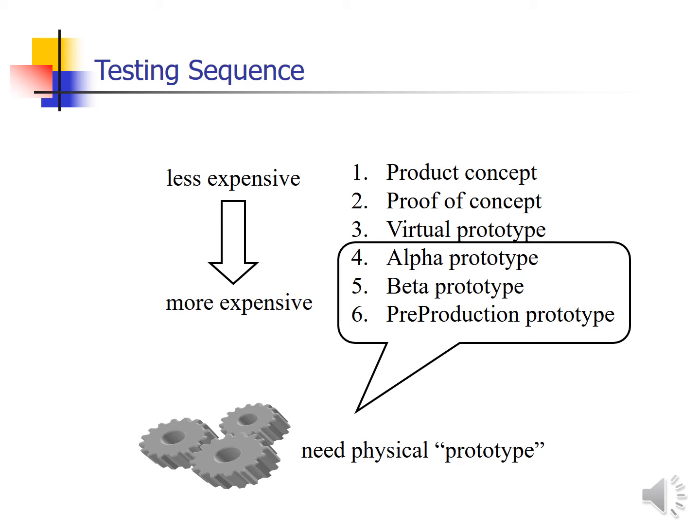Testing sequence. First, we do the less expensive testing, like the concept prototype, proof of concept, and virtual prototype. Then more expensive testing: alpha prototype, beta prototype, and PP, the pre-production prototype. We call this PP. And that's why we need a physical prototype.